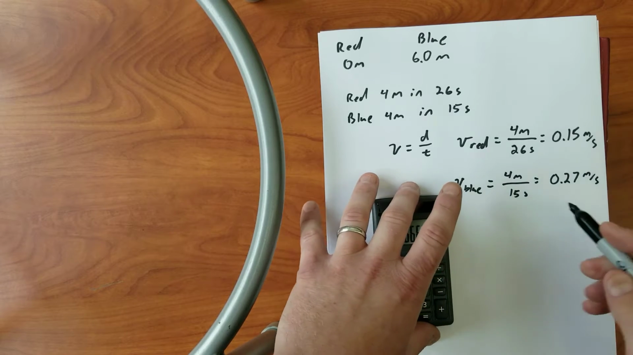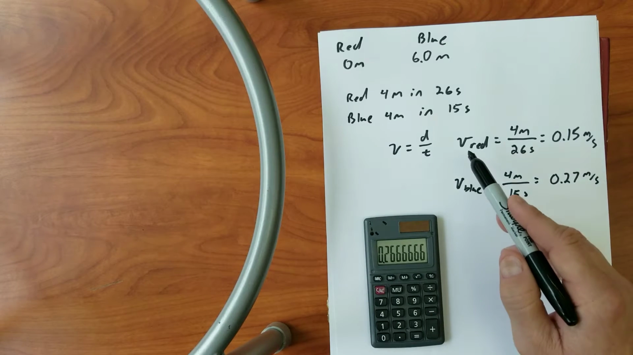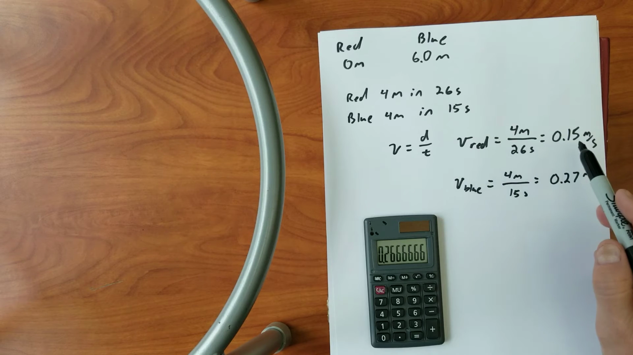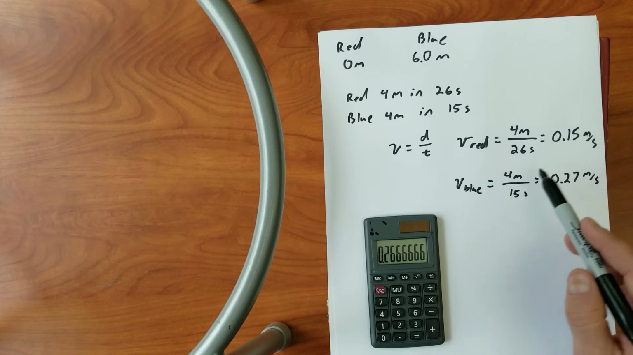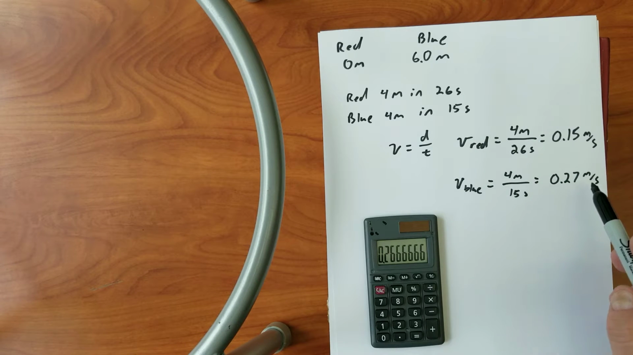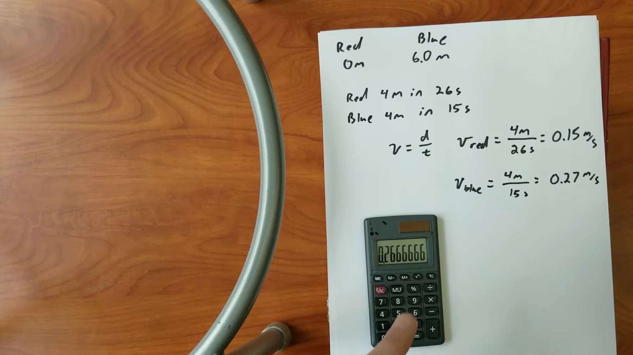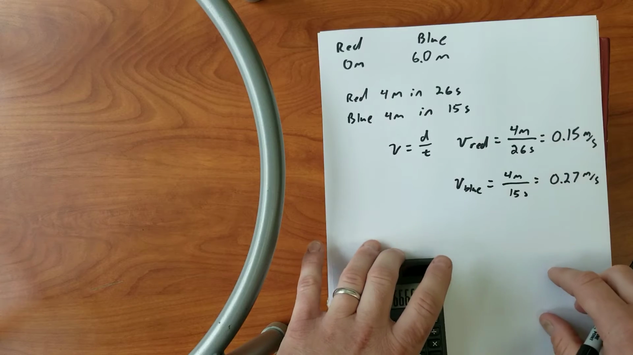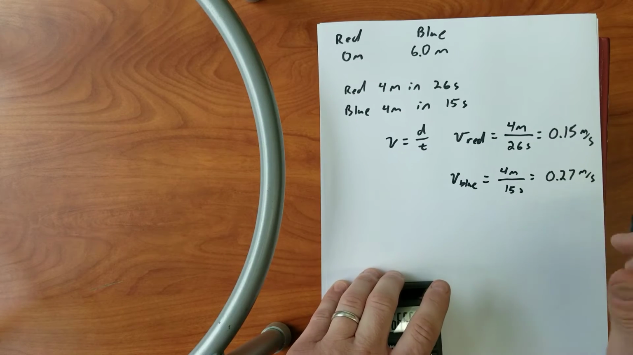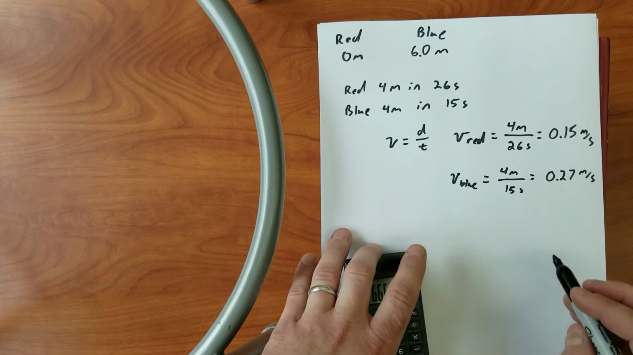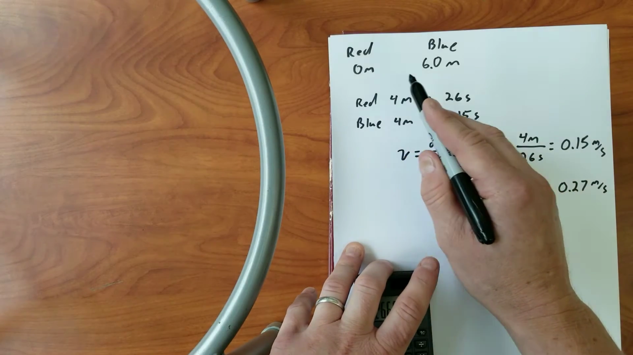Okay? So I've got my velocities. My v sub red, the velocity of the red car, is 0.15 meters per second. Blue car is 0.27 meters per second, which might seem slow. However, we're talking about meters per second. These are little toy cars, so that's pretty good. So now these are my 2 velocities, right? And now I have to figure out, well, what's going to happen here?